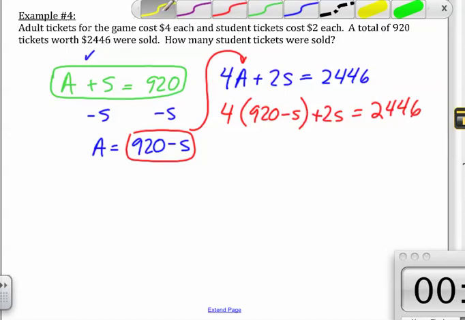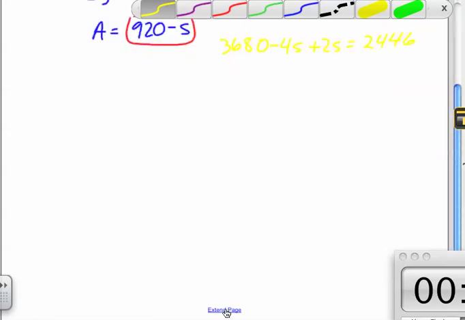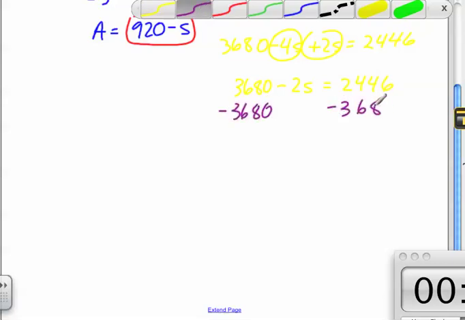2,446. Okay, the first thing I want to do is distribute. And I'm going to get, let me multiply this, 3,680 minus 4s plus 2s is equal to 2,446. Okay. Then I'm going to combine like terms. I'm going to get 3,680 minus 2s is equal to 2,446. Okay. Then I'm going to subtract 3,680 from both sides. I don't have a calculator, but I'm going to figure it out.